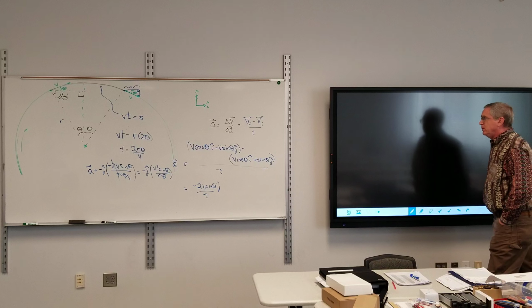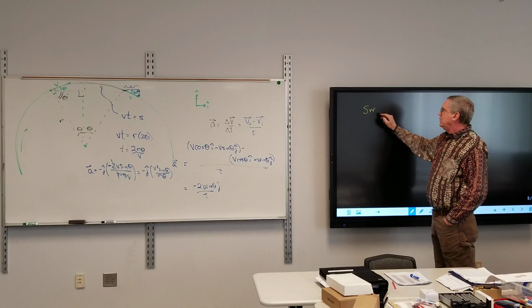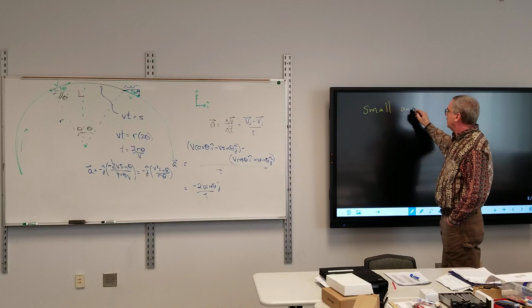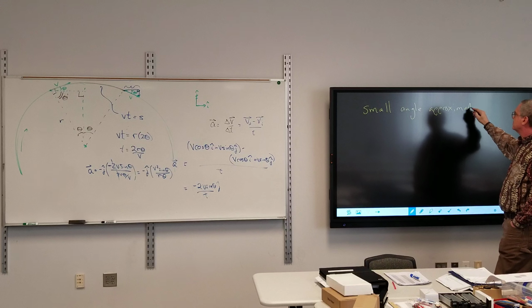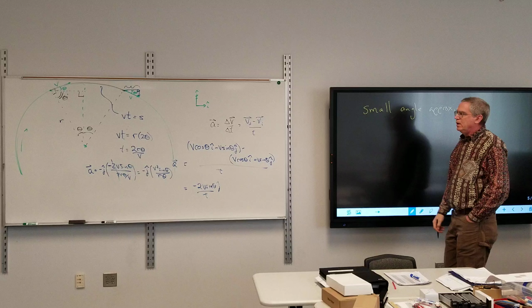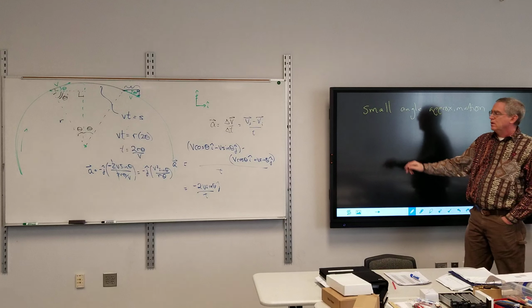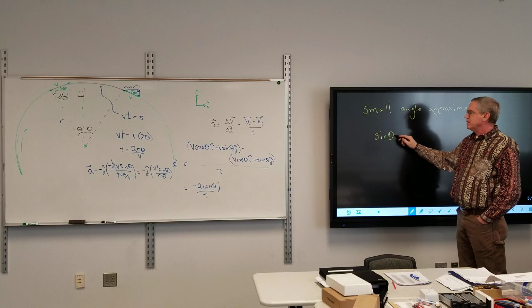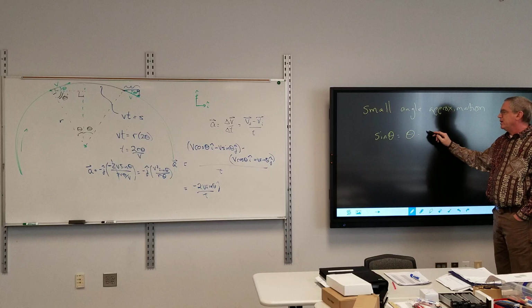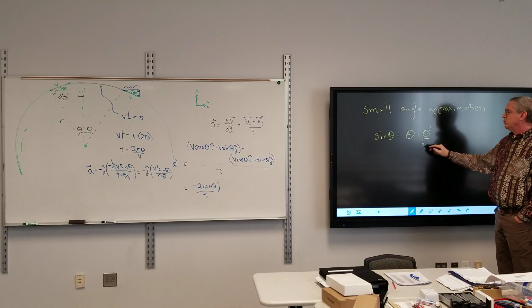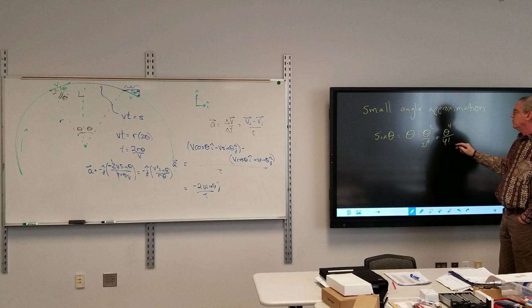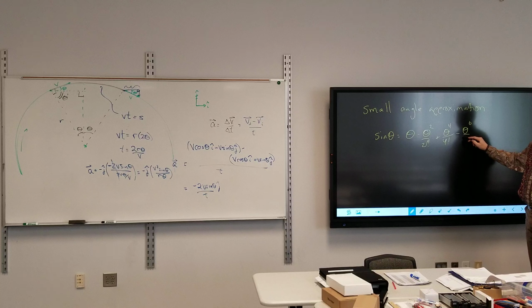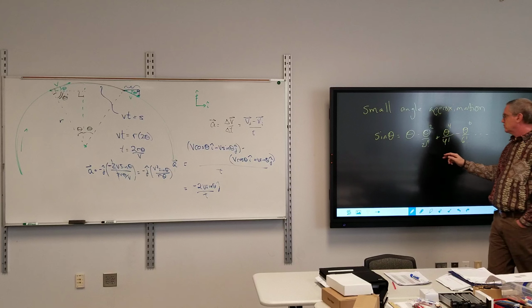So now I introduce you to the small angle approximation. It turns out that sine of theta, if theta is in radians, is equal to theta minus theta squared over 2 factorial plus theta to the 4th over 4 factorial minus theta to the 6th over 6 factorial, and so on. That is wrong. Let's try that again.